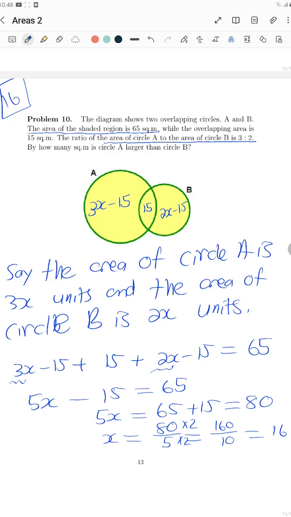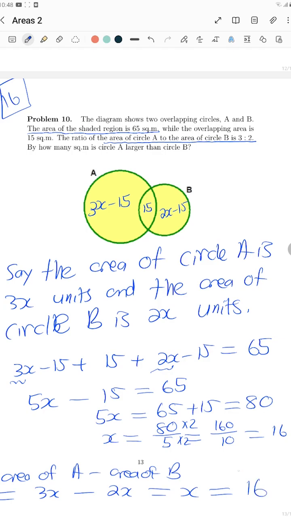Now, always make sure you answer what they're looking for. They want to know by how many square meters is circle A larger than circle B. So what we want is the area of A minus the area of B. So the area of A is 3x, the area of B is 2x, so we're looking for 3x minus 2x, which is x, but we just solved for x. x is equal to 16, and so the answer to this problem is 16 square meters. Done and dusted. As easy as that.